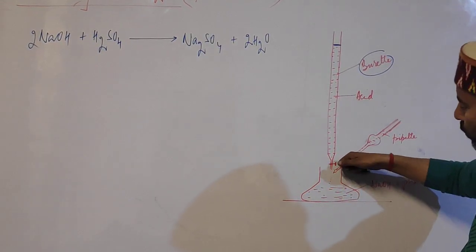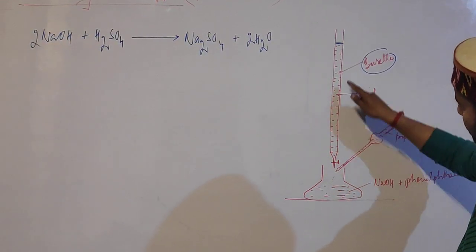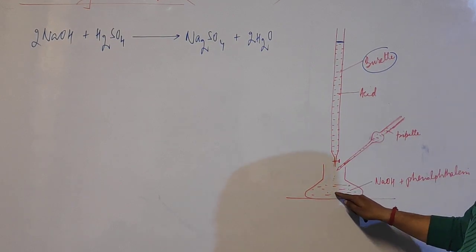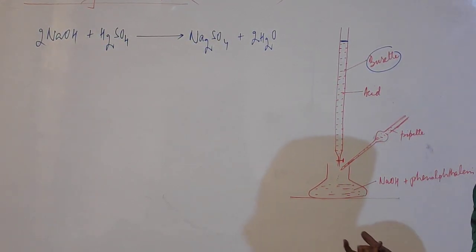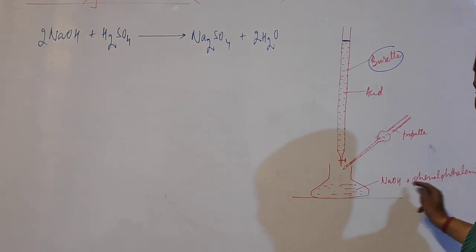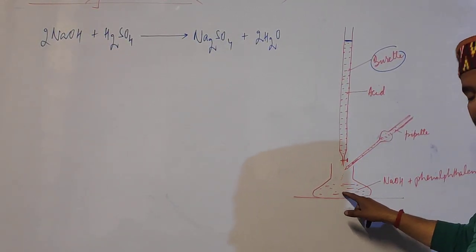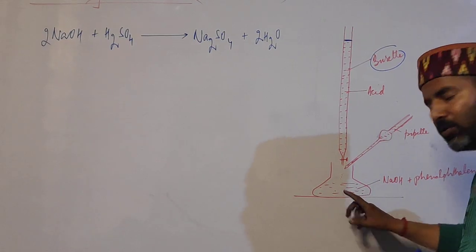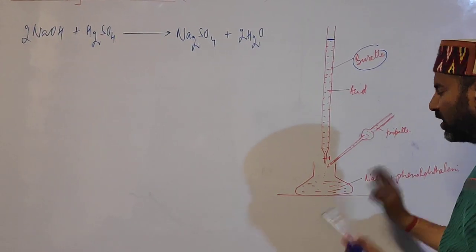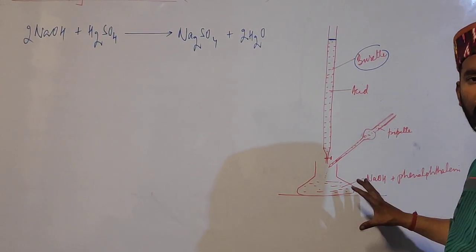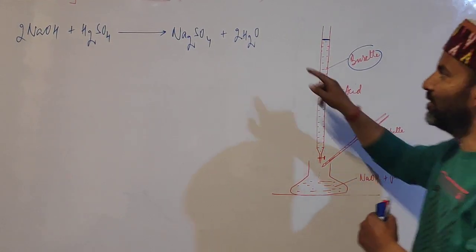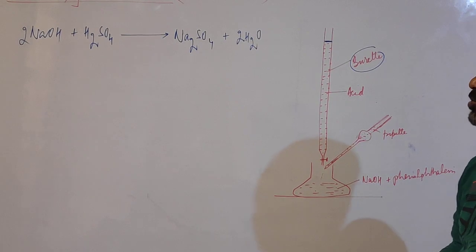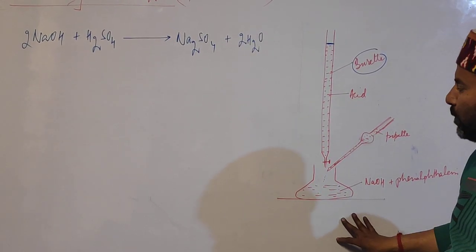Now students, what we do is that we drop acid into this NaOH solution dropwise till the end point is reached, and end point means when the pink color of the solution disappears, meaning it becomes colorless, we call it the end point. And end point indicates what? Complete neutralization. So we get sodium sulfate upon complete neutralization.